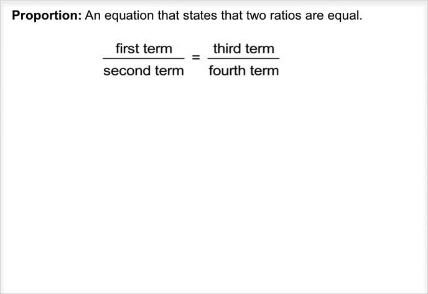Okay. The last part, a proportion is just an equation that states that two ratios are equal. You've seen these before. It could be something as simple as 2/3 is really the same as 4/6. And if we go through and number the terms, the fraction on the left, the top is the first term, the bottom is the second term, and then going over to the right, the top is the third term and the bottom is the fourth term.